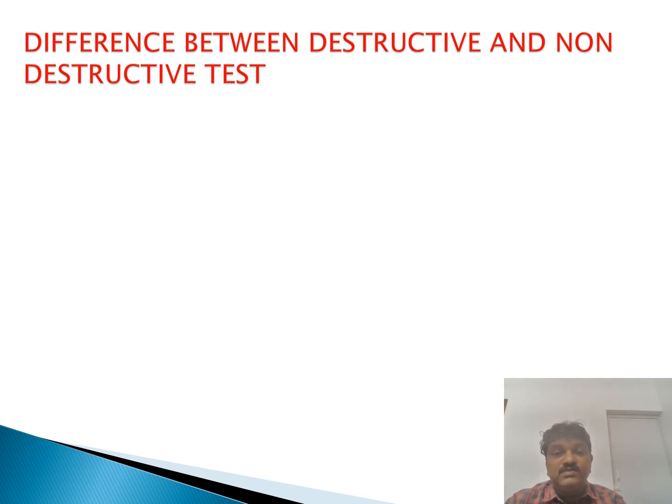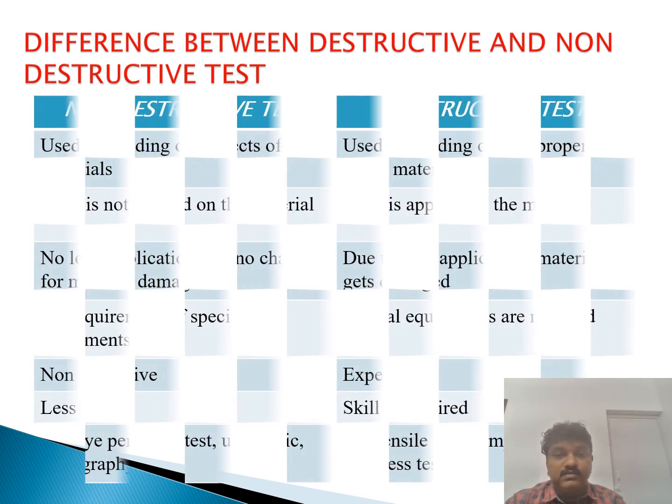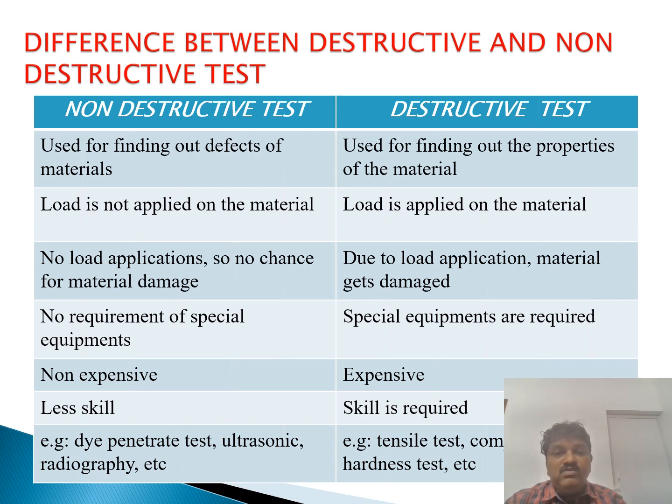Difference between destructive and non-destructive test. Non-destructive test is used for finding out defects of materials. Destructive test is used for finding out the properties of the materials. Load is not applied on the material in non-destructive testing. And in destructive testing, load is applied on the material. No load application, so no chance of material damage. Due to load application, material gets damaged in destructive testing.